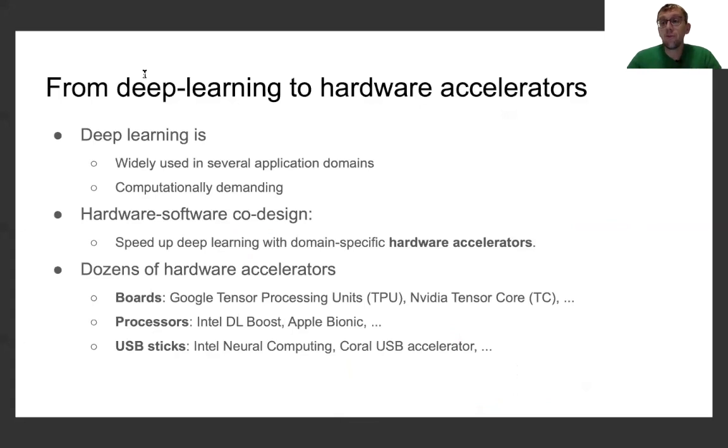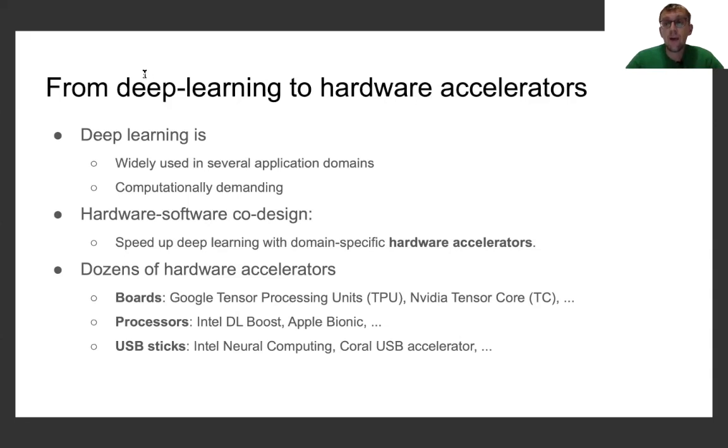Let's start by introducing the notion of Tensor Core Units. And to introduce Tensor Core Units, we need to start from deep learning. So we all know that deep learning is now widely used in several application domains, and that deep learning is also a very computationally demanding task. So the research in recent years has been addressing how to improve the performance of deep learning. And one research line has been to design domain-specific hardware accelerators for improving the performance of deep learning.